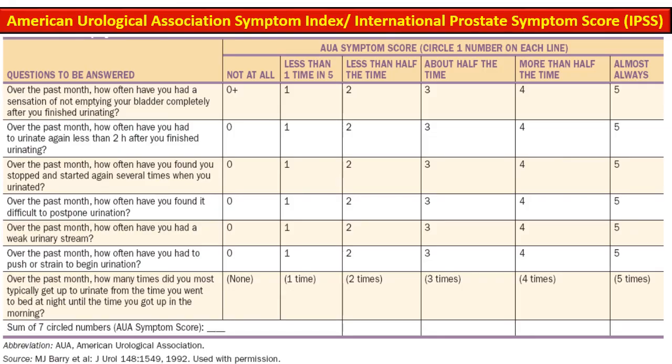These lower urinary tract symptoms are generally measured using a validated reproducible index that is designed to determine the severity of the disease and response to therapy. This was designed by the American Urological Association and is termed the American Urological Association Symptom Index. It has also been adopted as the International Prostate Symptom Score or IPSS.